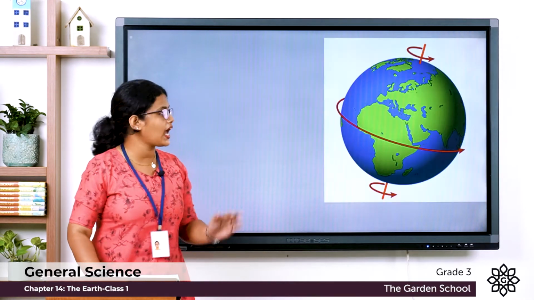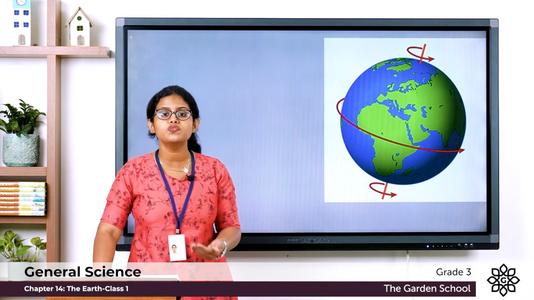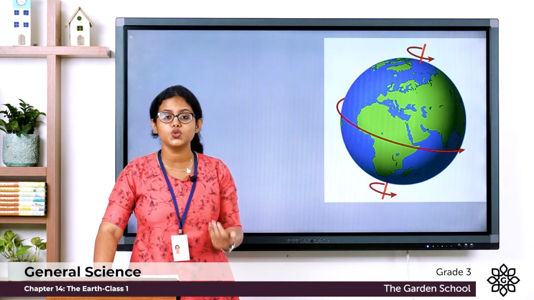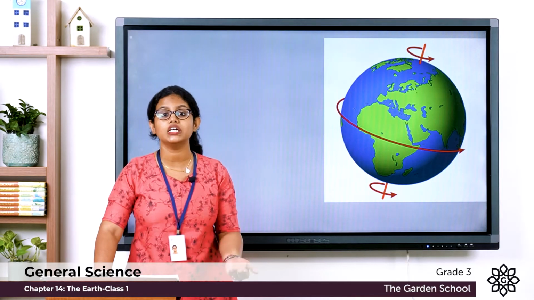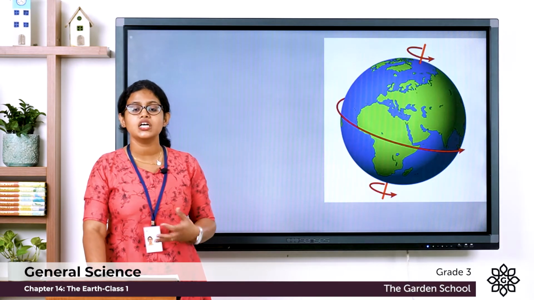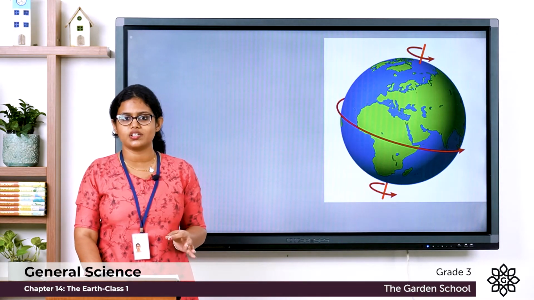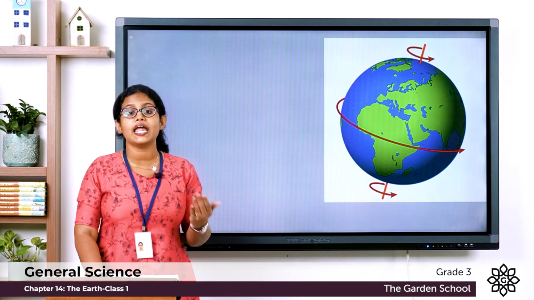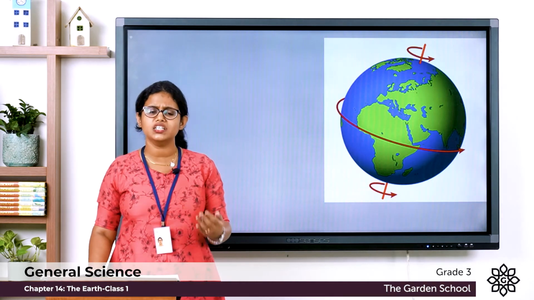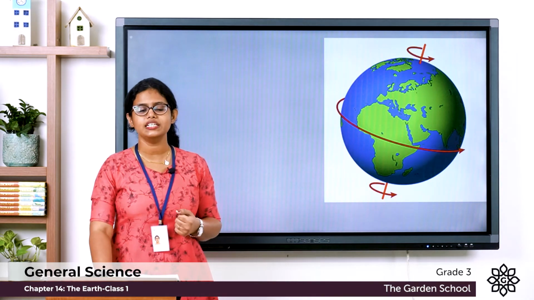So the day and night occurs due to the movement of the earth. That is due to the rotation of the earth. So our earth is rotating all the time. We can say it is not stationary. It does not remain in the same position. The earth is rotating all the time.